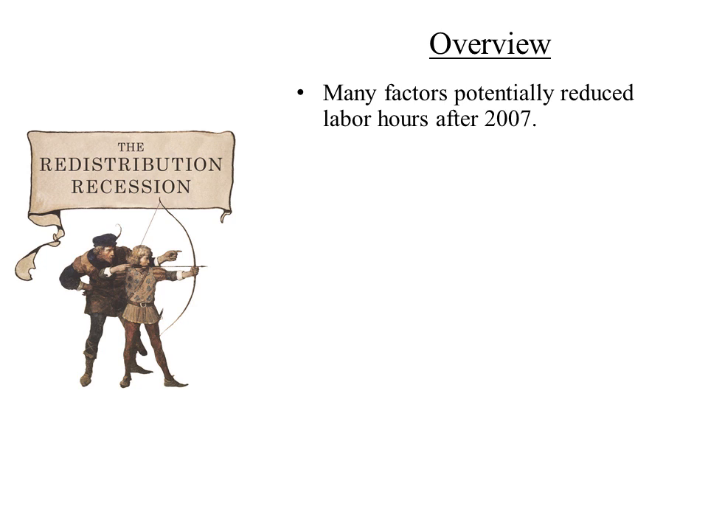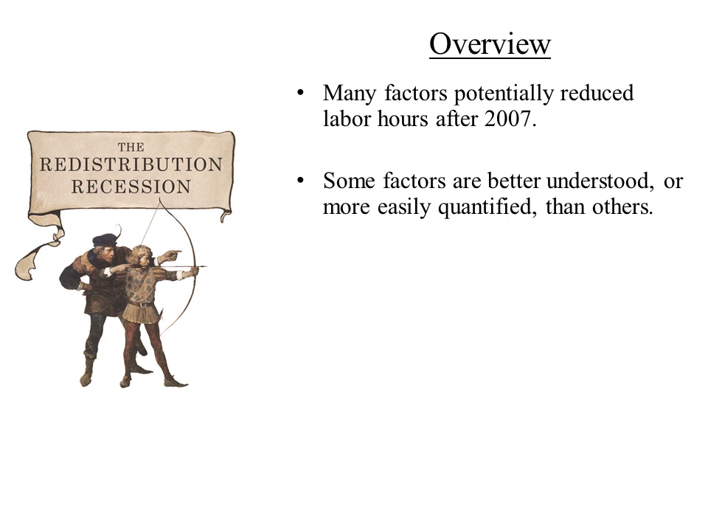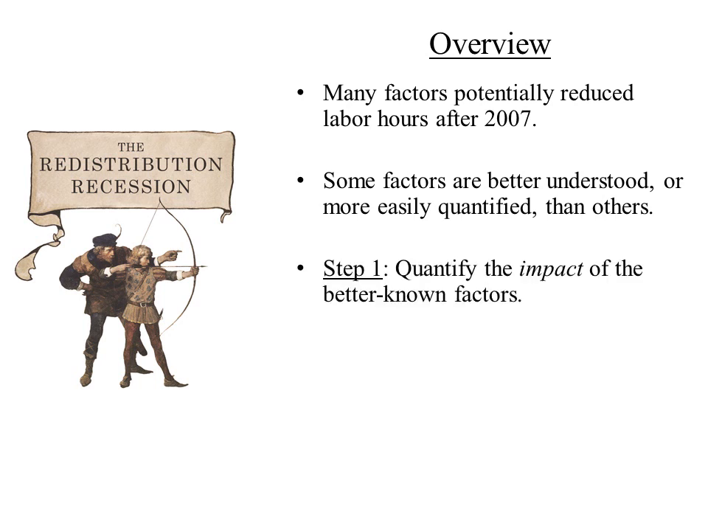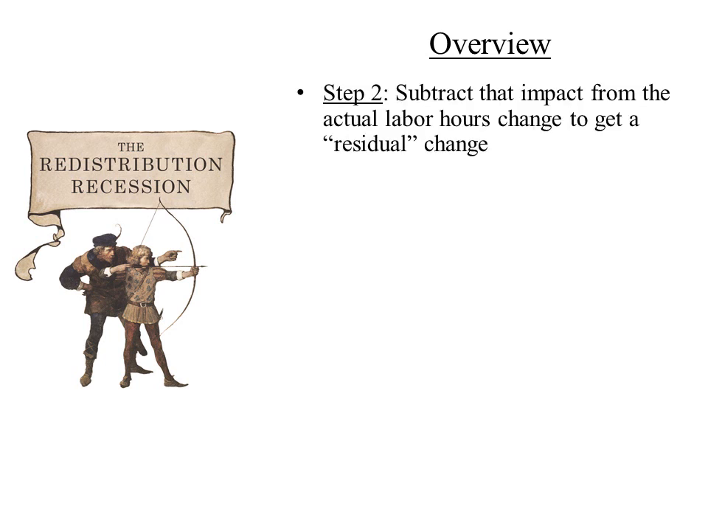Many factors potentially reduced labor hours after 2007. Some factors are better understood, or at least more easily quantified, than others. The first step is to quantify the impact of the better-known factors. Next, we subtract that impact from the actual labor hours change to get a residual change.